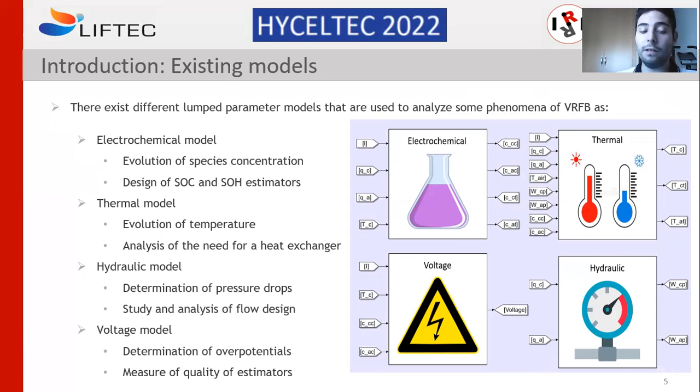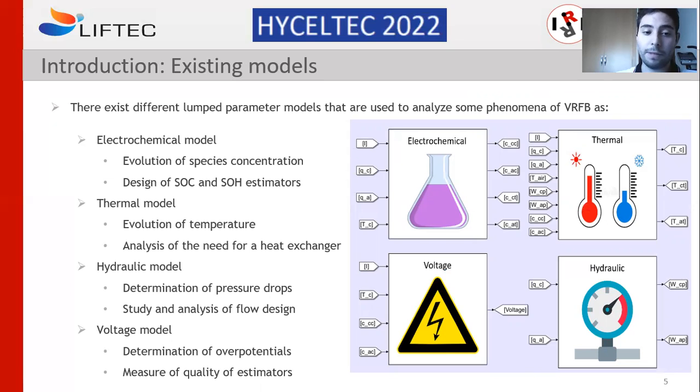Another model is the hydraulic model, whose variable is the pressure. So it is used to determine the pressure drops along the system. And in this way, it is possible to study and analyze the different flow designs, and the correct selection of the proper pumps.